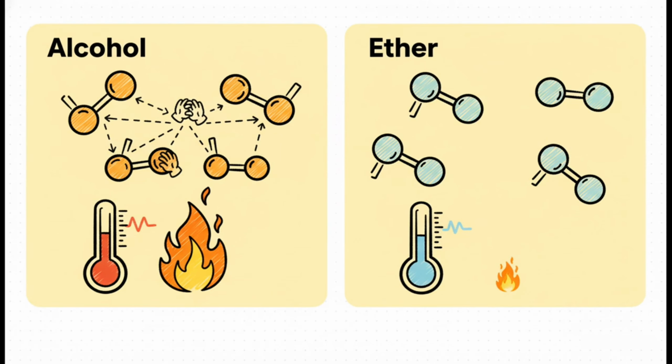And this superpower has a huge impact on boiling points. See, to boil a liquid, you have to break the connections between its molecules. For alcohols, that means you have to break all those strong hydrogen bonds, and that takes a lot of energy, which means a higher boiling point. Ethers, on the other hand, with that ROR structure, don't have a hydrogen on their oxygen, so they can't form these bonds. They're way easier to pull apart, and that means much lower boiling points.